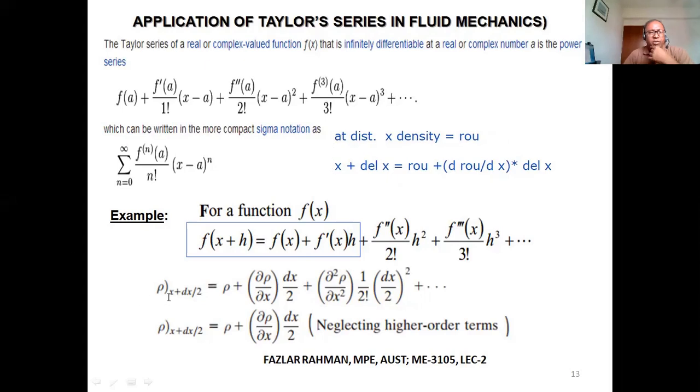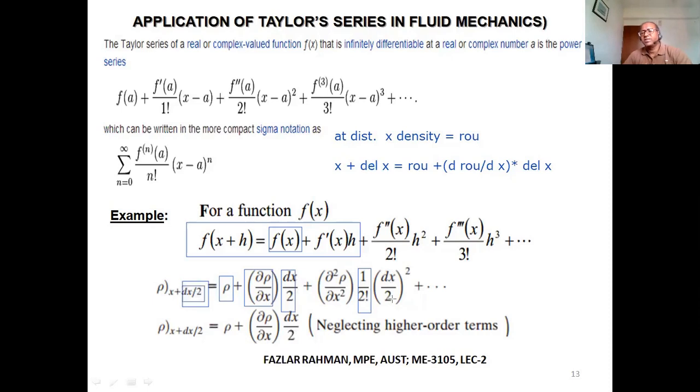For example, I know rho at point x is rho. So what will be the rho at x plus dx by 2? Just look at the equation: f of x equals rho, that means at this point it is rho. So I put rho. Then f prime of x, the first derivative of rho, so d rho by dx, then into h. What is my h? dx by 2, so I put dx by 2. Similarly, the second derivative, del square rho by del x square, times 1 by factorial 2. Then h square: dx by 2 whole square.